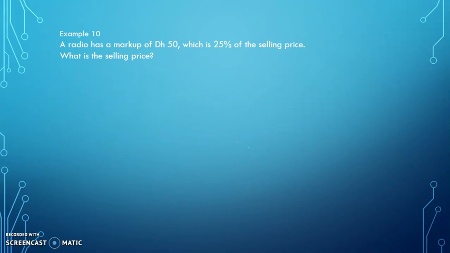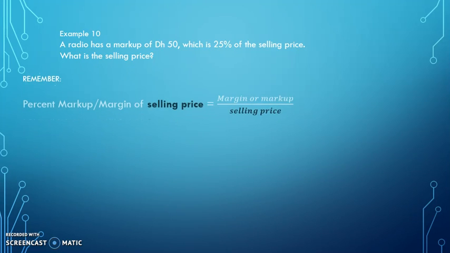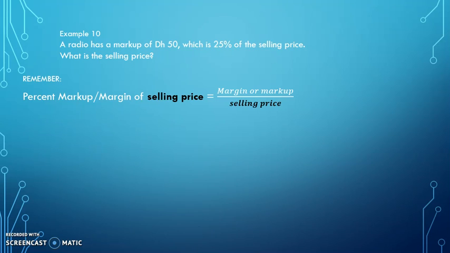Example 10. A radio has a markup of 50 dirhams, which is 25% of the selling price. What is the selling price? Okay, so we've got to remember that the percent markup or margin of the selling price, because this question is about the selling price, is the margin or markup divided by the selling price. So we know what the markup is, it's 50 dirhams, and we know what the percent of the selling price is, 25%.